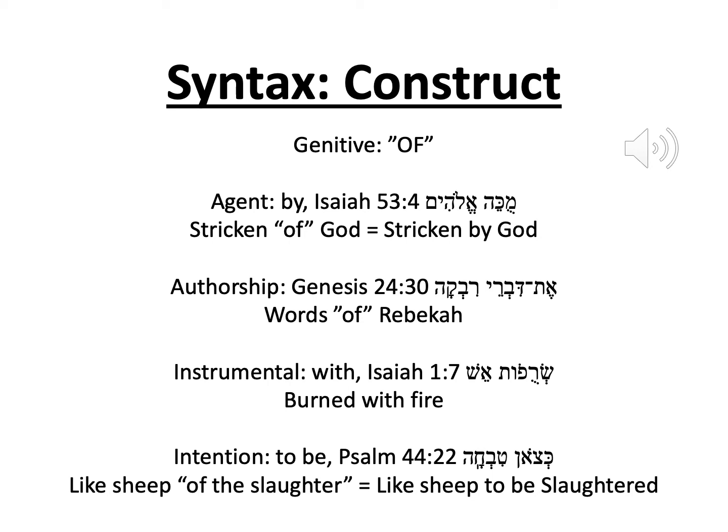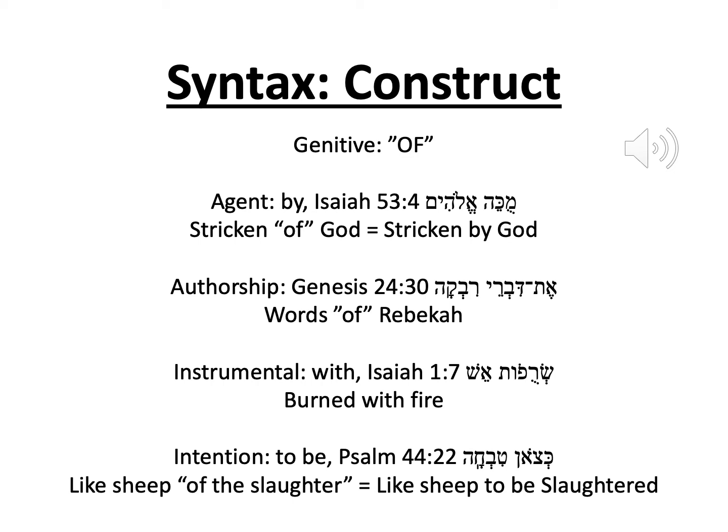So here in Isaiah 53:4, we have an agency, by, stricken by God. In Genesis 24:30, we have the idea of authorship, that these are the words of Rebekah, possession perhaps, but also the fact that she is the agent of, or the author of, these words. They are her words. We also have an instrumental use, similar to the word by, but might be better to translate as the word with, such as Isaiah 1:7, that you were burned with fire. Again, not so much an agent or an author as much as it is an instrument, what somebody else used to burn something.